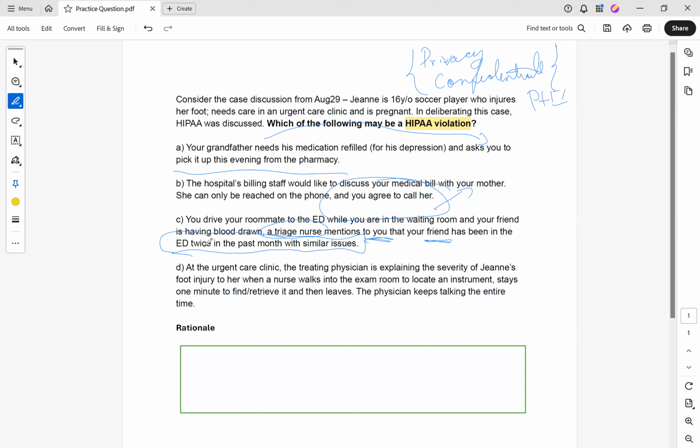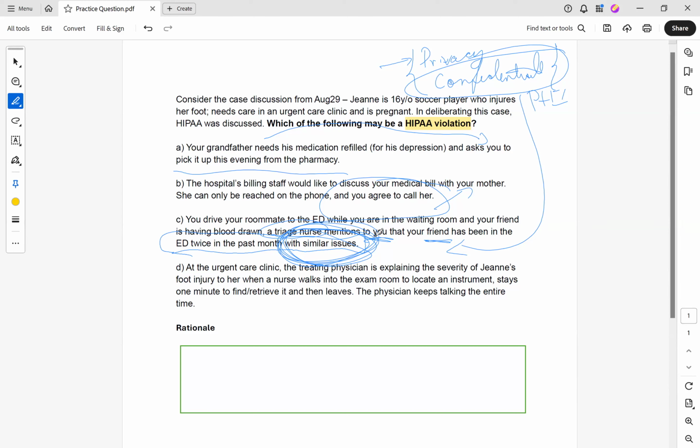Is that a potential violation of privacy and confidentiality? Well, it's not so much a violation of privacy because it's not something unique about the person, but it seems like that information absolutely was confidential. It was a visit, and twice in the past month. And this is the most important part: similar issues. And there was no reason for the triage nurse to mention it to you. There's nothing in that statement that said you needed to know that. So that was unnecessary. Let's go to D.